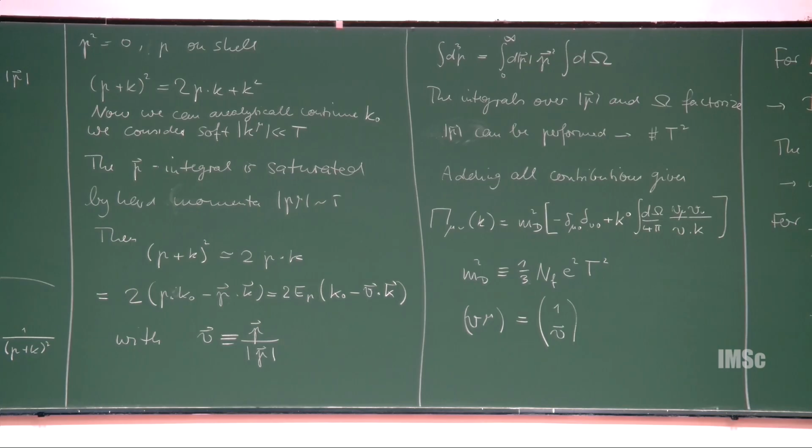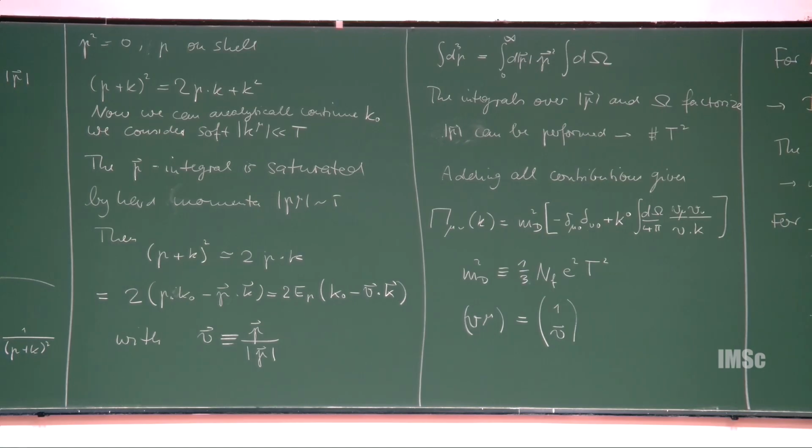Is that true? No. So MD also should go to 0 when k naught goes to 0. Sorry, I'm a bit confused. What else goes to 0? I'm just saying, does k naught equal to 0 imply the Debye mass is 0?